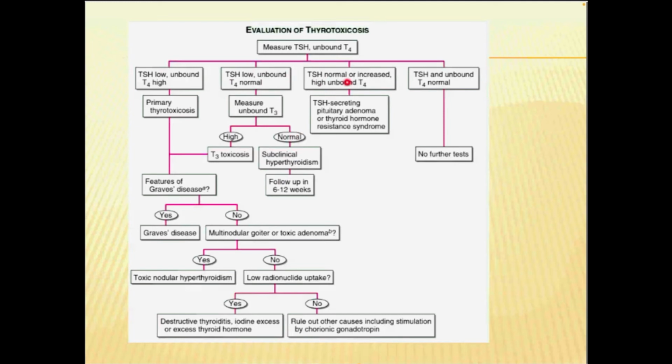If TSH is normal while T3 and T4 are high, it can be due to pituitary adenoma or thyroid hormone resistance syndrome. That is, the negative feedback mechanism is affected in thyroid hormone resistance syndrome. If all are normal, then the patient is euthyroid. So coming to the first thing, when TSH is low and T3 and T4 are high, it is considered to be primary thyrotoxicosis.